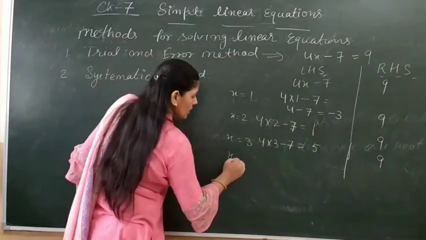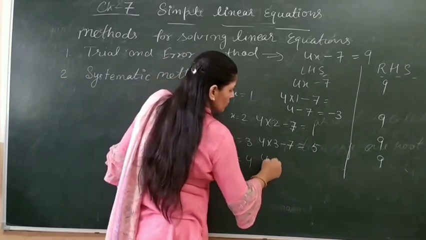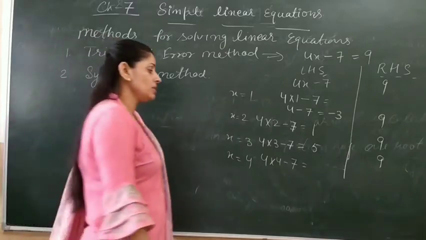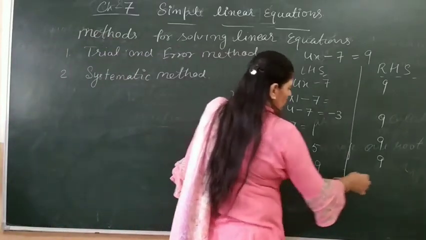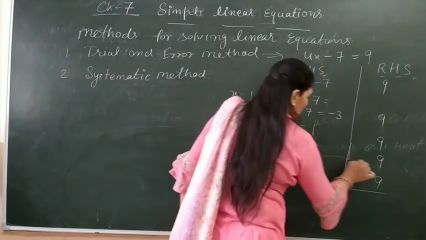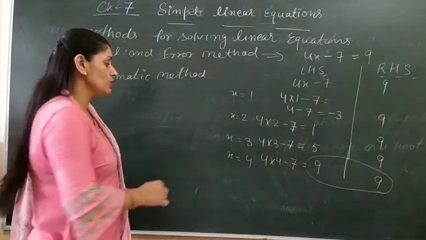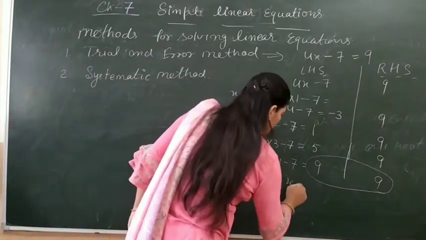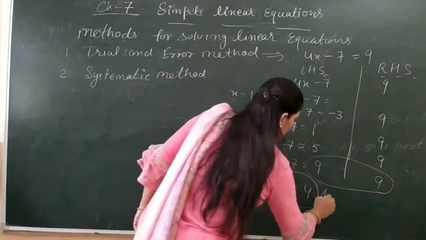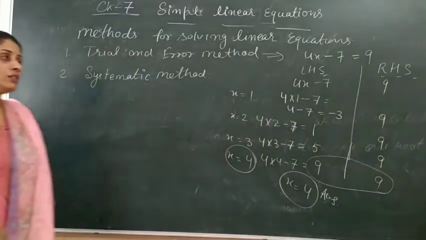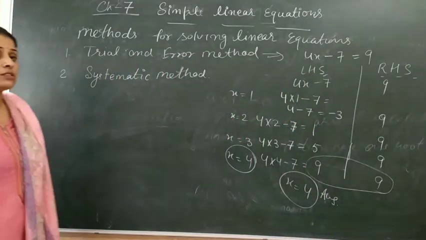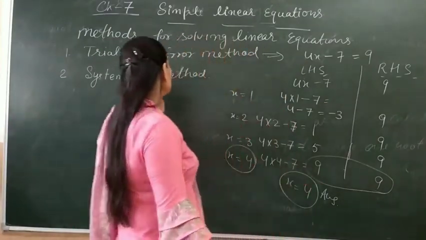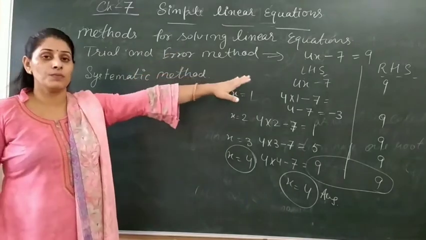Again, let x is equal to 4. 4 into 4 minus 7. 4 fours are 16, and 16 minus 7 is 9. And this is equal to 9. Here LHS and RHS are equal. So the value of x is 4. Then x is equal to 4 is your answer. In this way, you can find the value of x, or the root of the given linear equation, using the trial and error method.